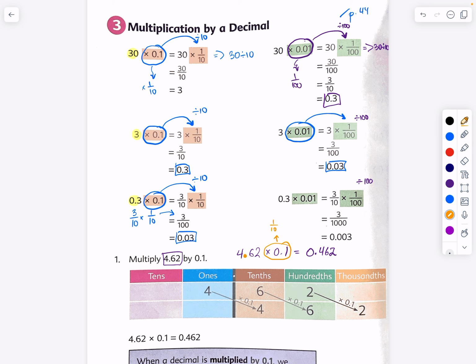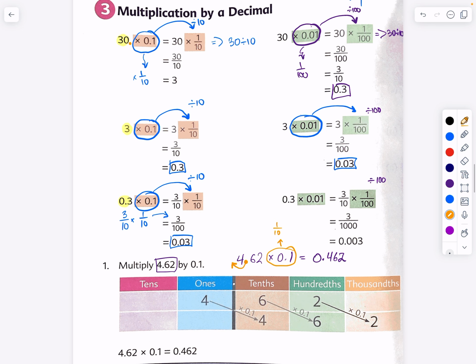Notice what's happening with the decimal point. We had an original location and the decimal point shifted to the left, making the number 10 times smaller. Take a look. We had 30.0, and when we took 1/10, we got 3. Decimal point shifted one place to the left. We had 3 wholes, or 3 units, and when we took 1/10, the number reduced 10 times, giving us 0.3.